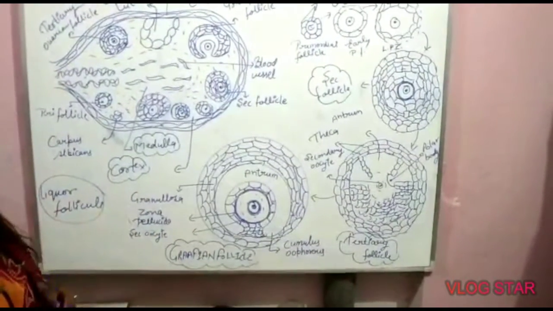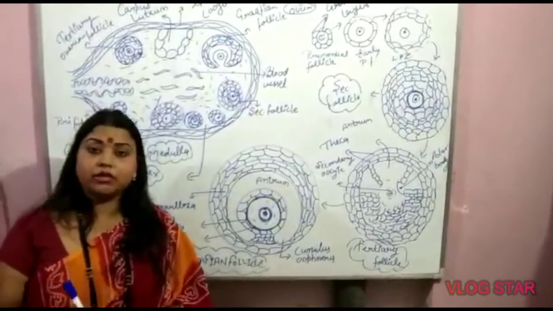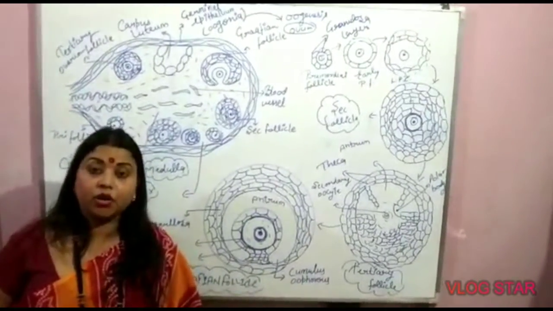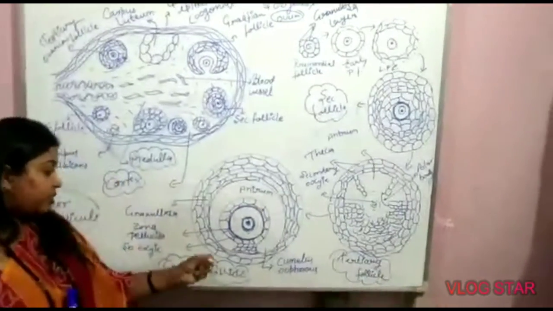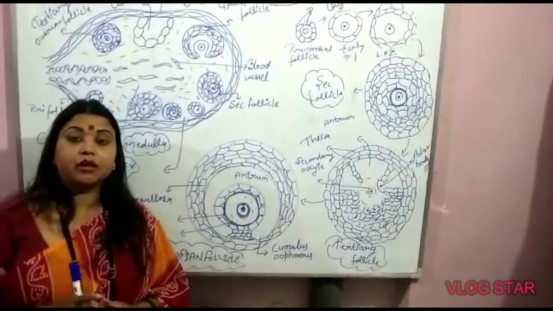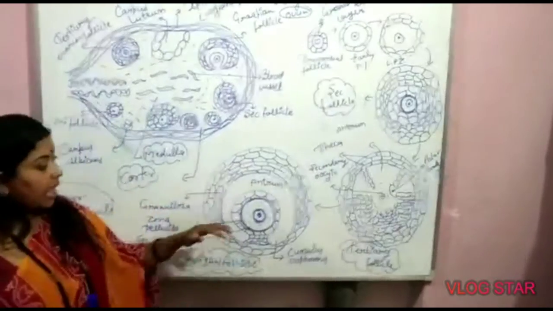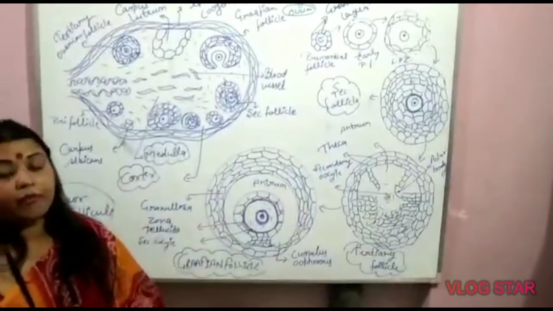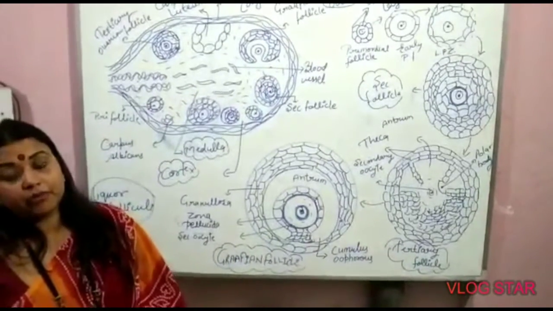At the time of the mature Graafian follicle, the luteinizing hormone secretion is very high. It is called an LH surge. Due to the LH surge, this mature follicle becomes ruptured. Means the Graafian follicle becomes ruptured by the influence of the LH surge, and this happens at the middle of the menstrual cycle, means at the 14th day of the menstrual cycle.